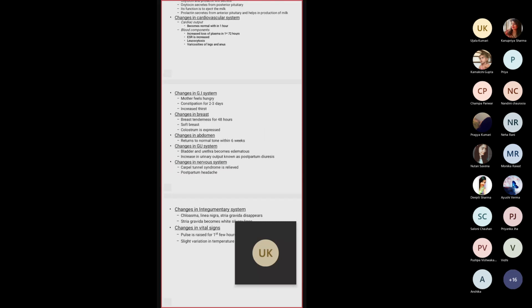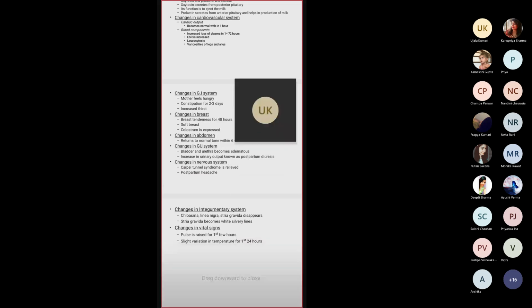Next, if you're seeing what are the changes in the integumentary system. In the integumentary system, chloasma, linea nigra, stria gravida, everything will disappear. So what was chloasma? It was the yellowish pigmentation seen over the face that may disappear. What is linea nigra? It was the line which was extending from the sternum to the symphysis pubis. Even that will disappear. Stria gravida, those are the stretch marks, and that may also disappear.